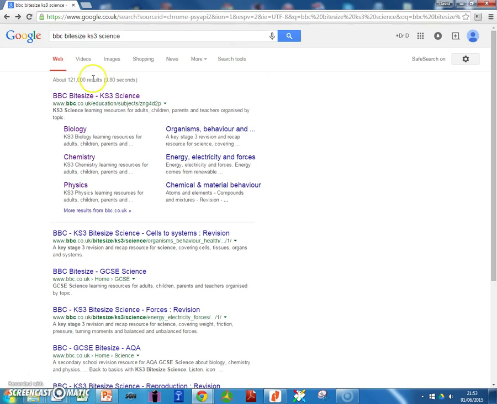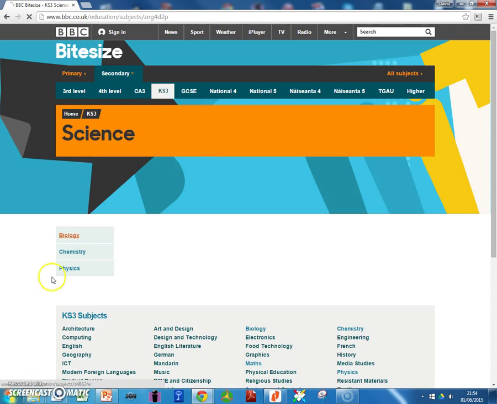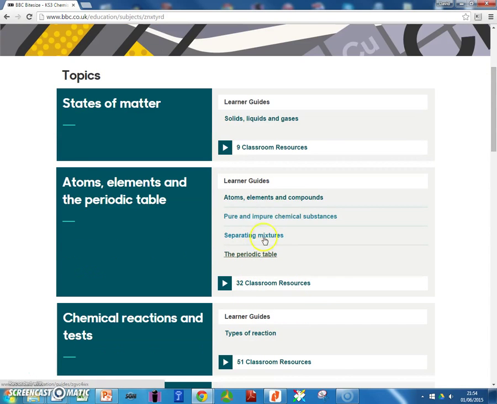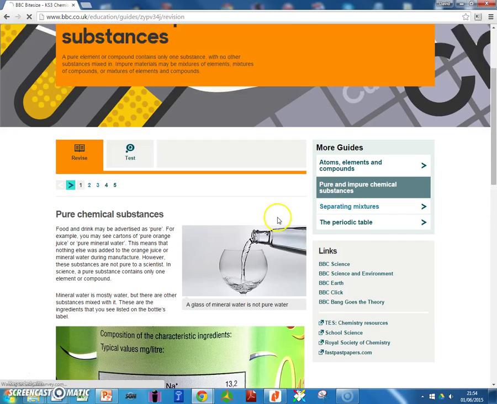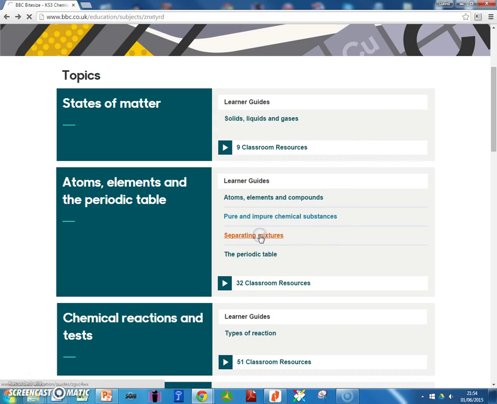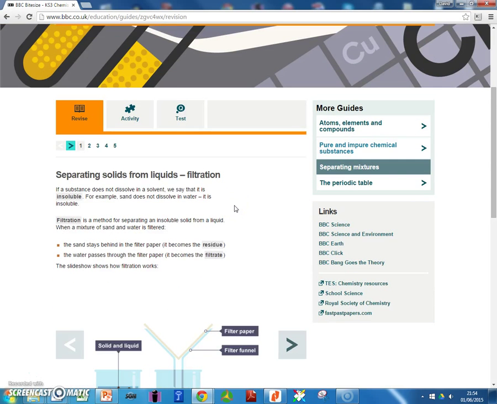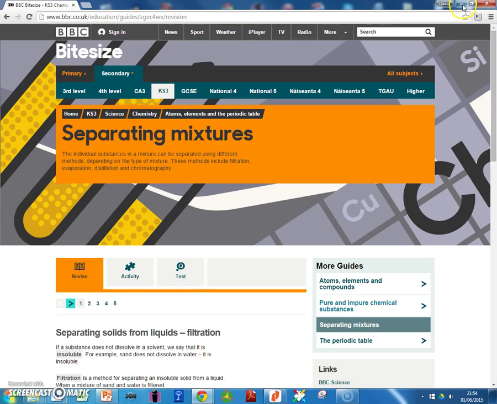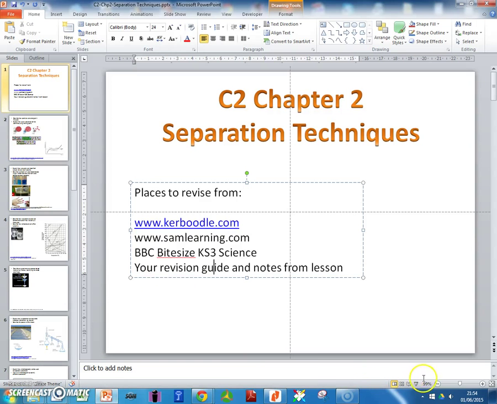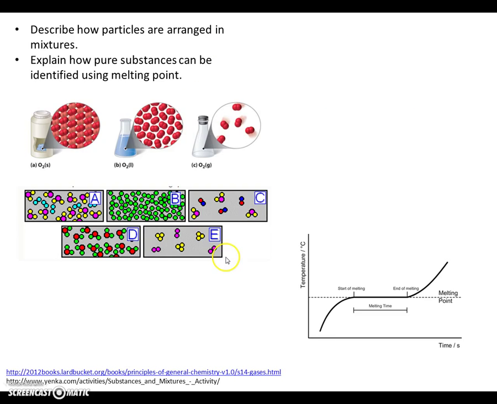The BBC Bitesize is particularly good, so if you just Google BBC Bitesize KS3 Science and click through on that, and then it's in the chemistry section. Solids, liquids, gases, that'll be a good revision for this, but we're looking at the pure and impure chemical samples particularly, and then the separating mixtures, so plenty on there to work through as activities, as tests. Okay, so there's plenty for you to access. So this is just a brief run through of some of the ideas that you need to know about.